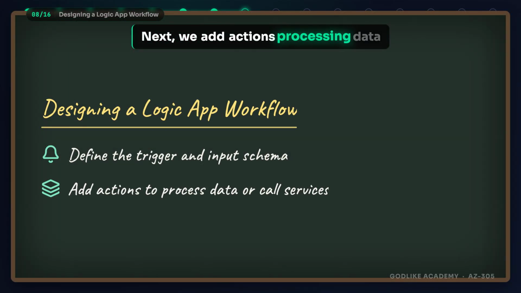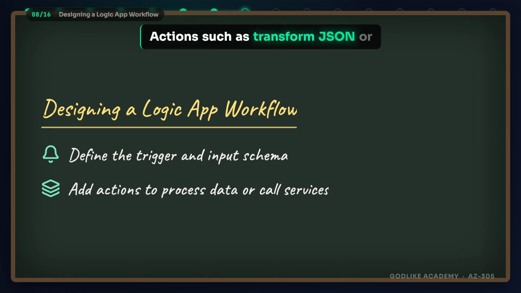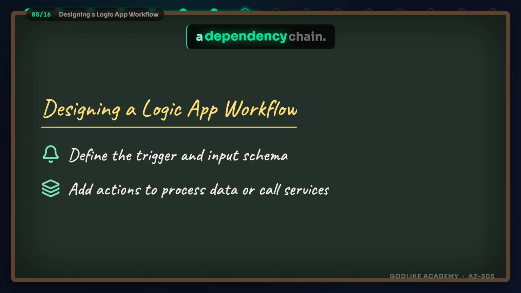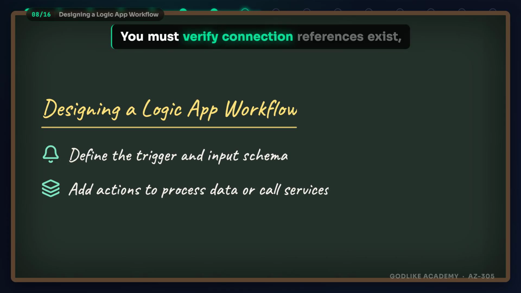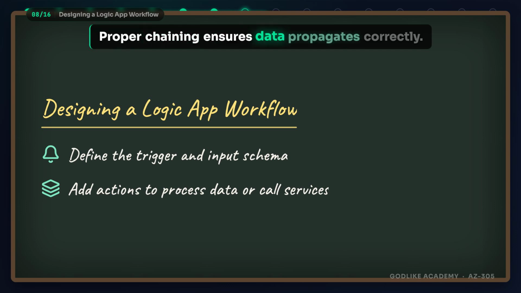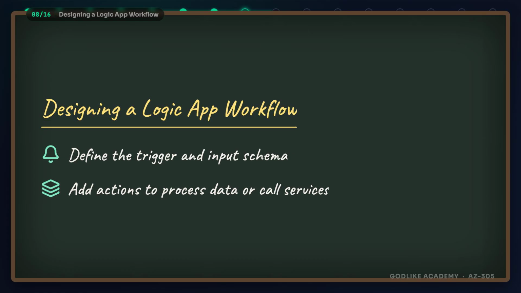Next, we add actions processing data after the trigger fires. Actions such as transform JSON or get row execute sequentially. We configure each action to reference dynamic content from previous outputs, creating a dependency chain. You must verify connection references exist. Missing connections cause deployment errors. Proper chaining ensures data propagates correctly, preventing orphaned records and ensuring downstream services receive accurate, formatted information for processing.